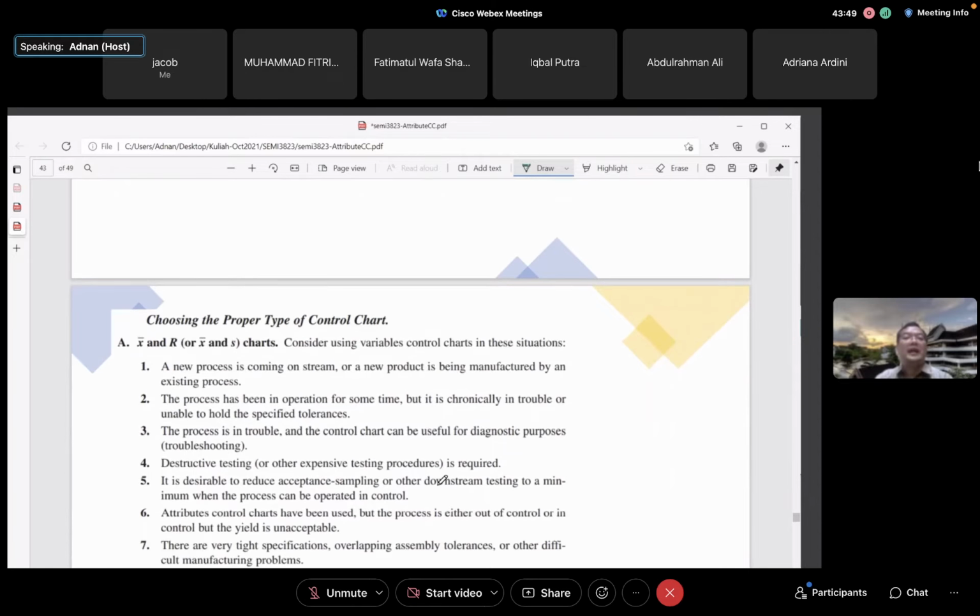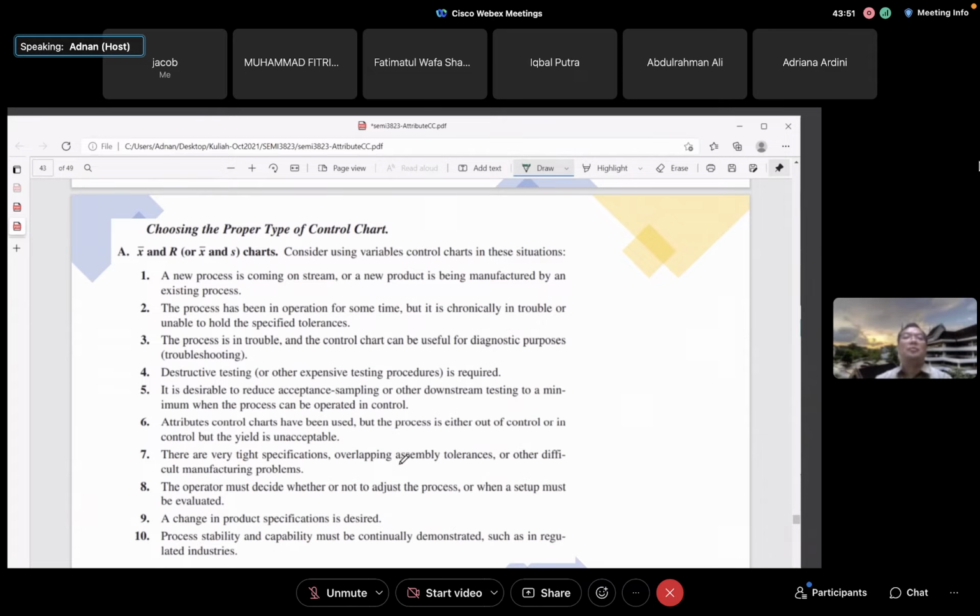We also have guidelines on choosing the proper type of control chart. When to use X bar and R, X bar and S. We know that these are variable control charts. So these are some guidelines. Consider using a variable control chart in this situation.